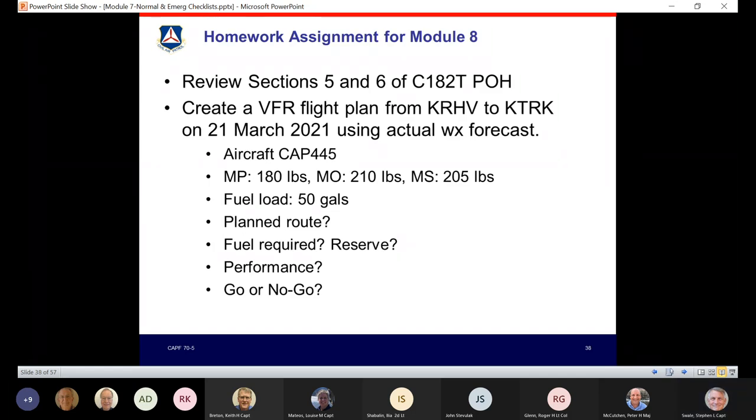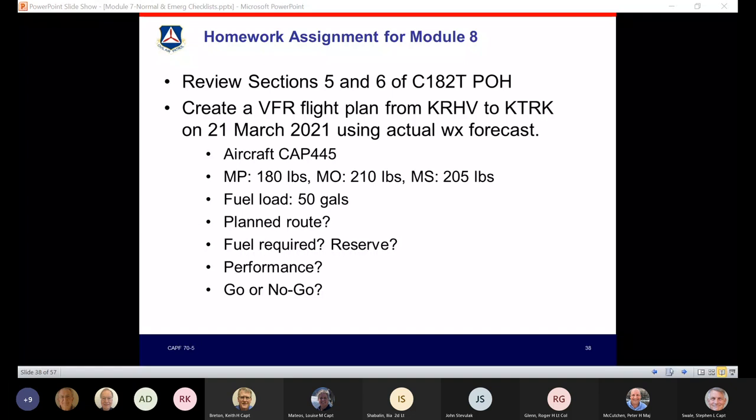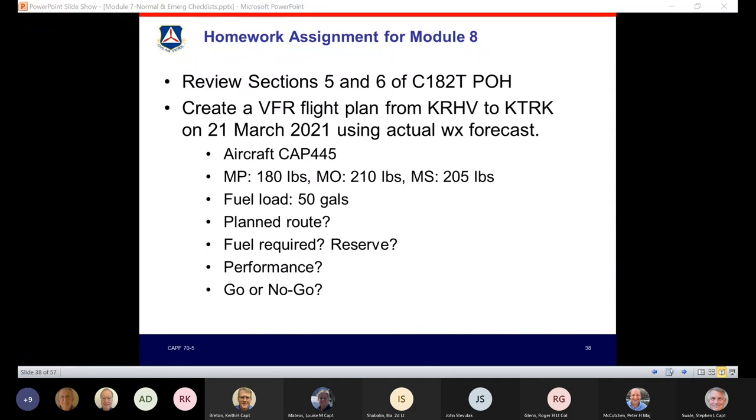Okay, so we're going to create a VFR flight plan from Reid-Hillview to Truckee. Use March 21st, this Sunday. So use the actual weather or forecast weather for March 21st. The aircraft will be CAP 445, and you've got an MP with a flying weight of 180 pounds. We're going to talk about flying weight. MO with a flying weight of 210 pounds and a mission scanner with a flying weight of 205 pounds. Your fuel load is 50 gallons.